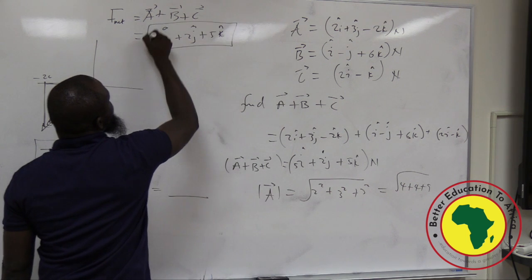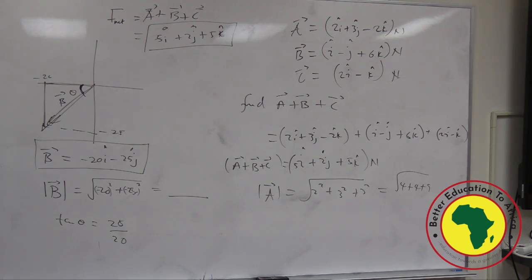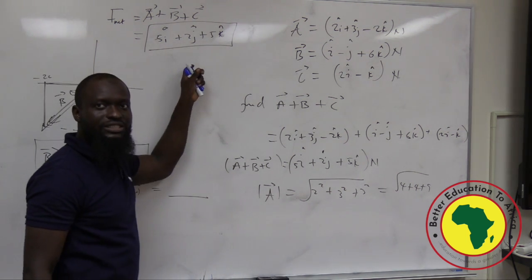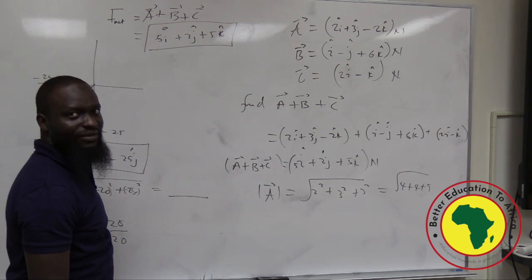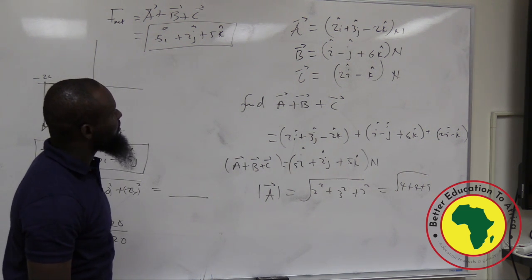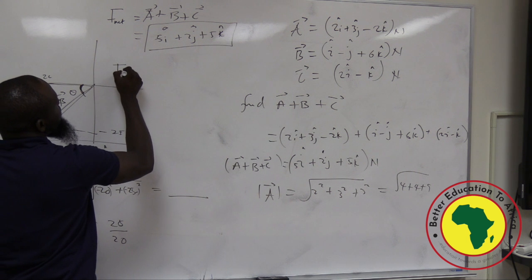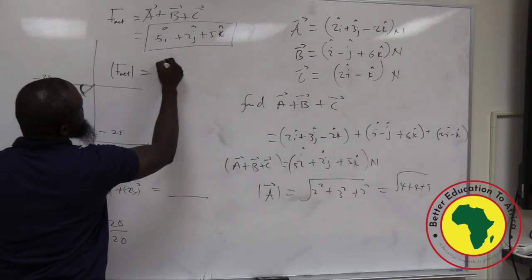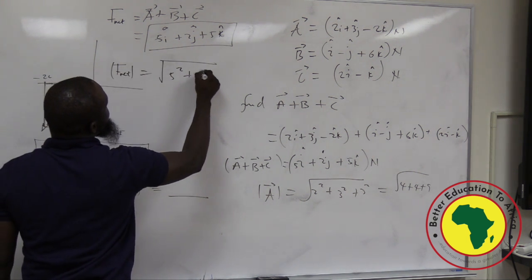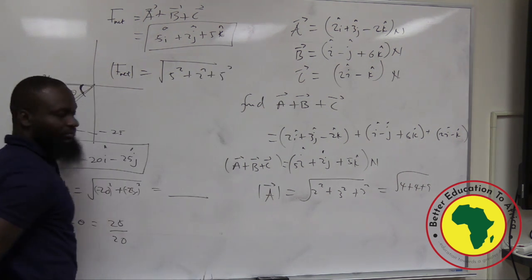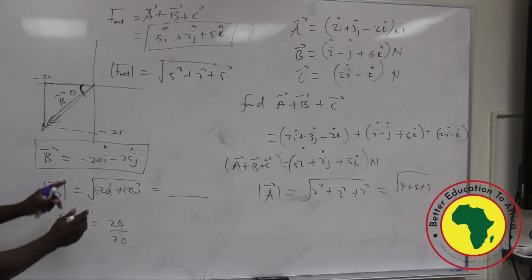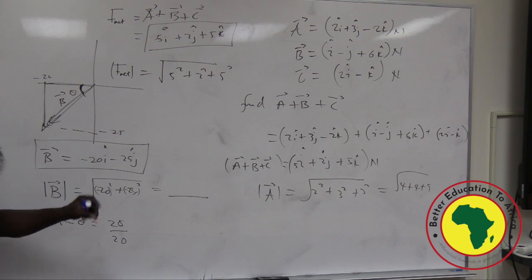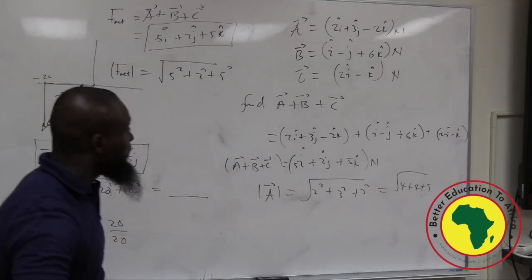The magnitude and direction, this is the answer. That is the answer. Just this alone. I don't need to do anything else. So they say find the magnitude of the net force. So F net magnitude is square root of 5 squared plus 2 squared plus 5 squared. I get a number. In 2 dimensions, it is easier to find the direction than 3 dimensions. I don't want to go into those details now.